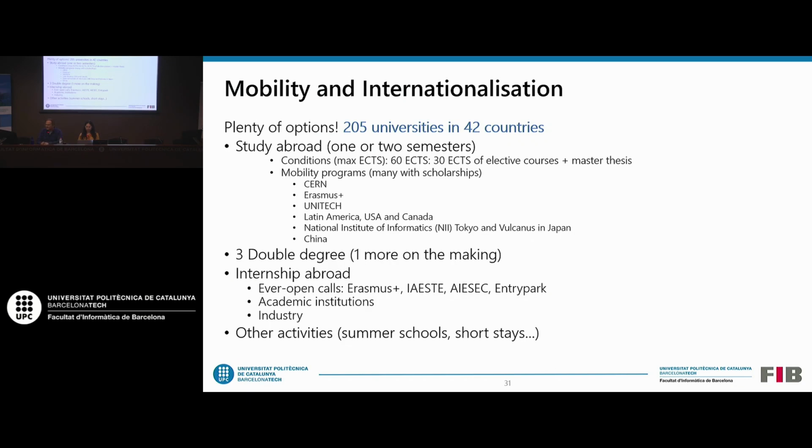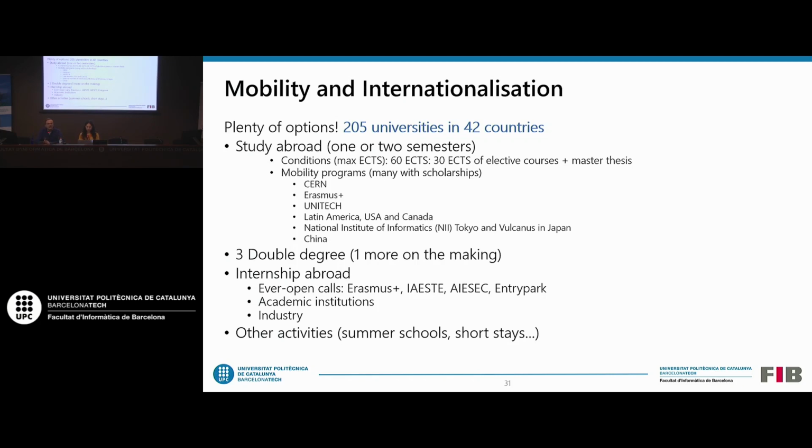Okay? So in the Master of Data Science, you can study abroad 1 or 2 semesters. So if you decide to go for 1 semester, it can be either the 3rd semester, the semester of the elective courses, or the semester of the master thesis. Or you can decide to go the whole year abroad and take 30 ECTS in courses plus the master thesis. Okay? This is up to you. There are plenty of mobility programs we have available for this.